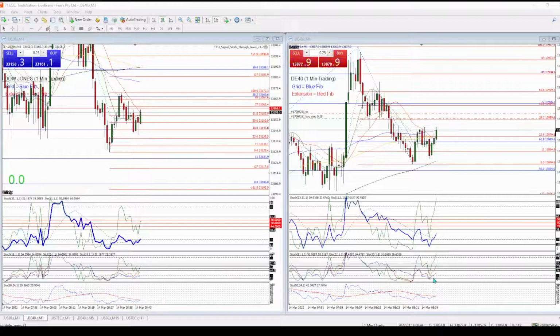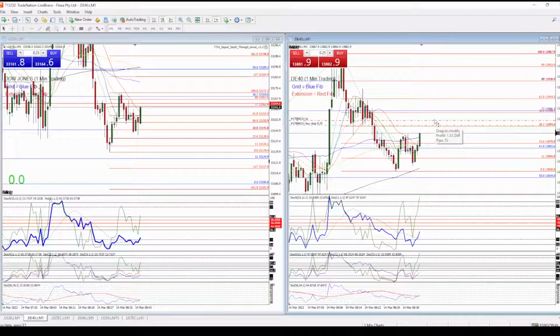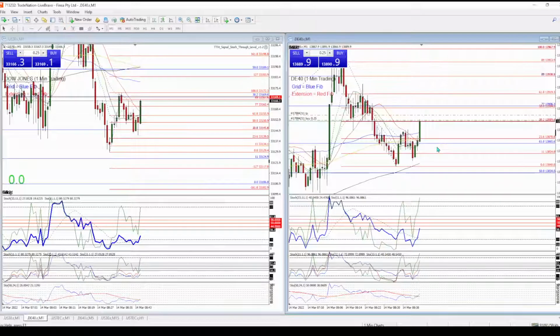Push that long above 38.2. Support 61.8 of the 1-minute grid. Taking the buy at 5 points. Okay, take profit on that one.